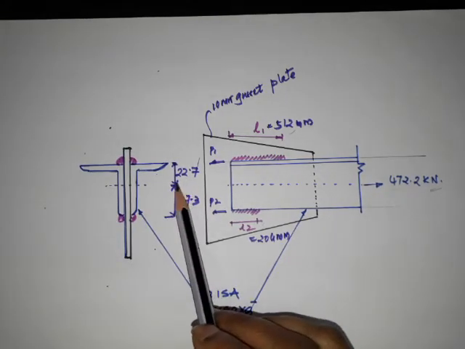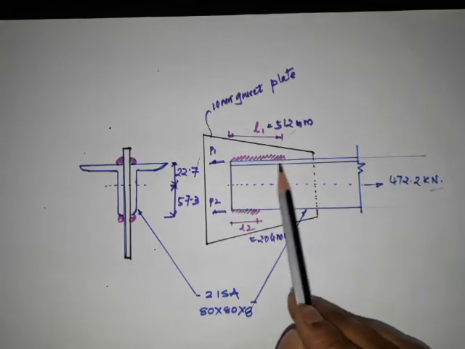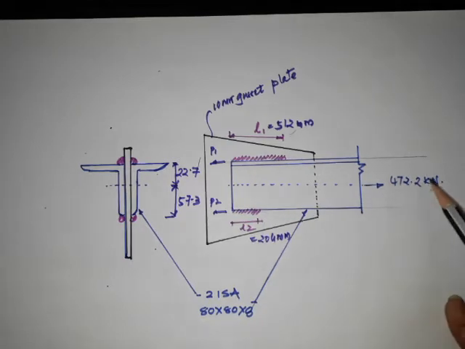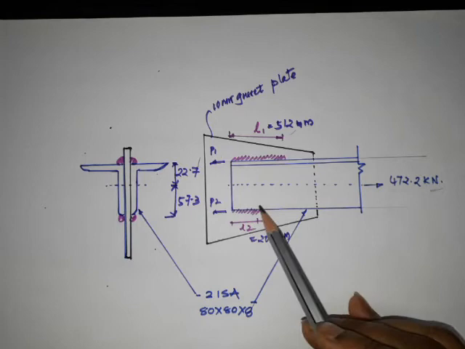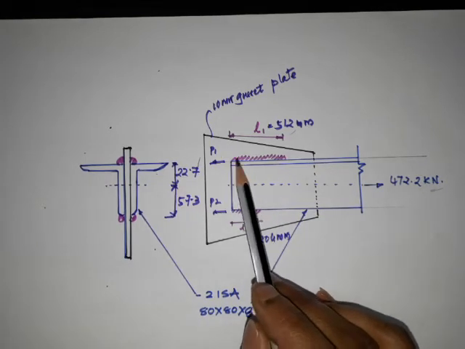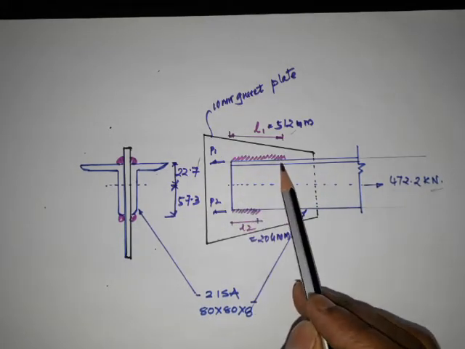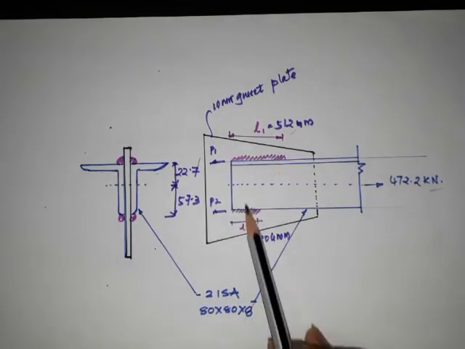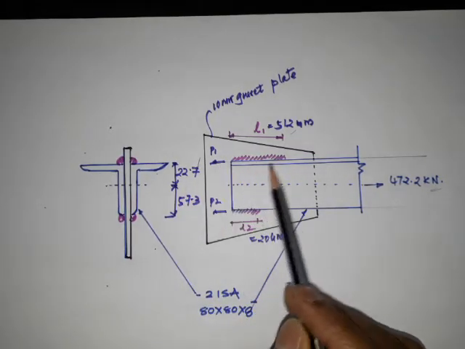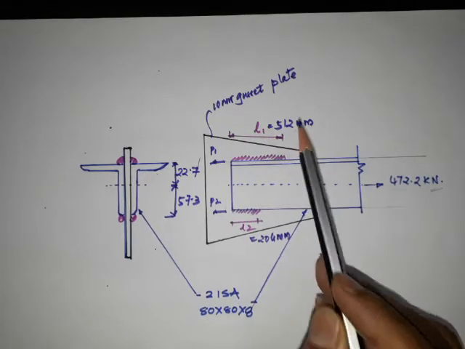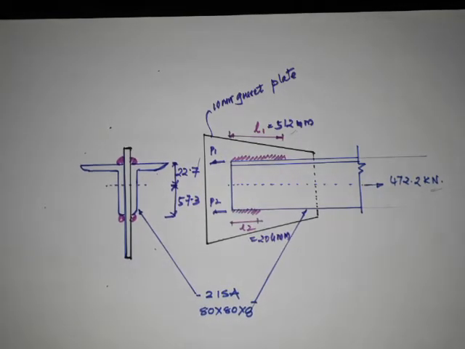So the CG of the section is concentrated near this edge. Automatically, whenever the force transfers, it will travel like this, here and here, because we are resisting that force by providing the connection. Here we will get maximum force because the CG is concentrated towards this edge. That's why we have got L1 equal to 512 and L2 equal to 204 mm. This is the reason why we get LW1 more than LW2.